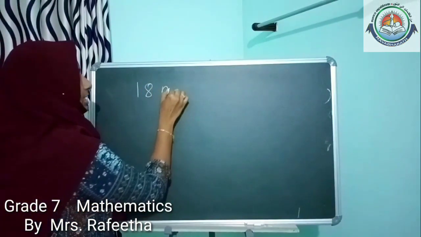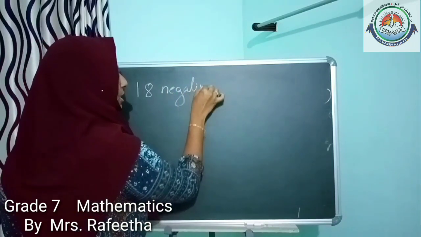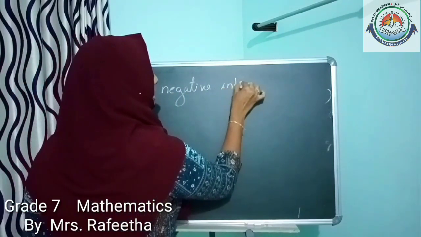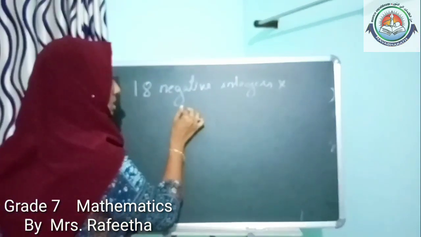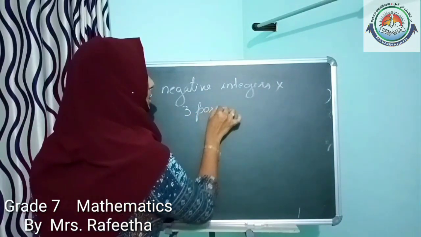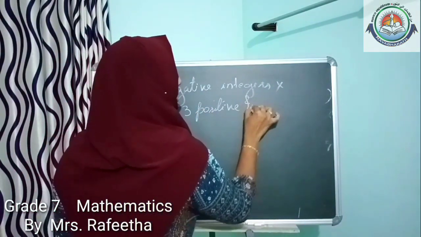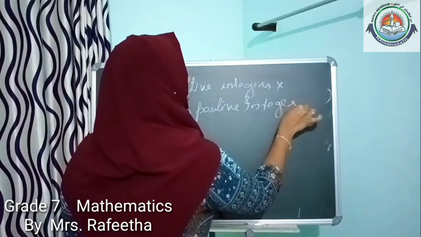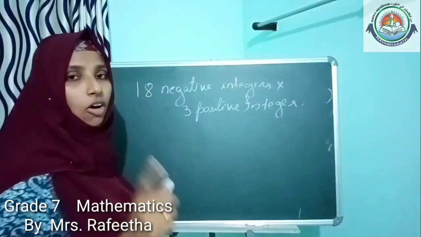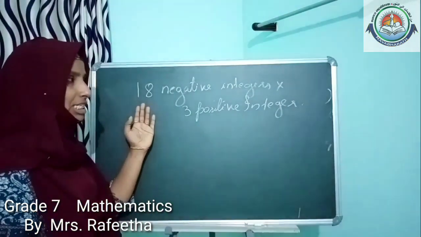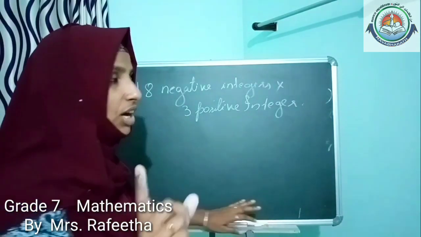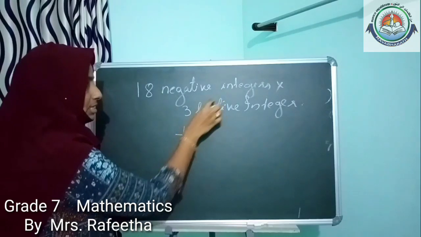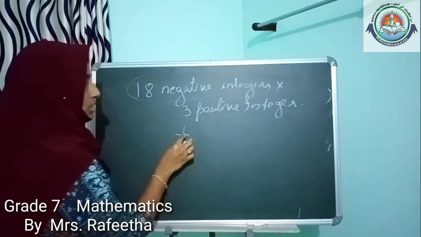Next, 18 negative integers multiplied with 3 positive integers. Here we want to determine the sign of the result. 18 negative integers: is 18 even or odd? 18 is an even number. So the sign of this part will be positive.